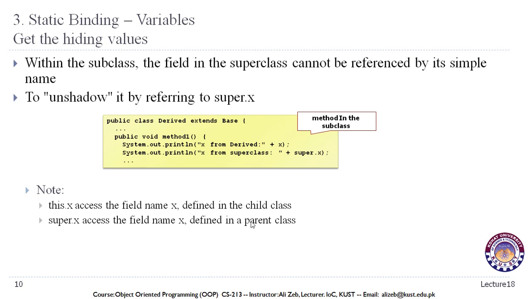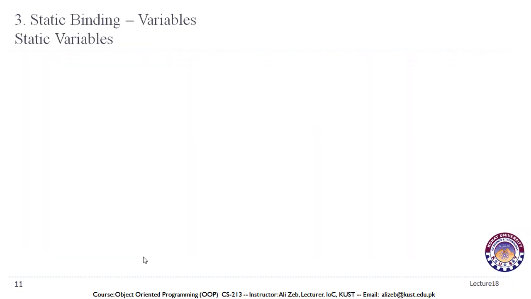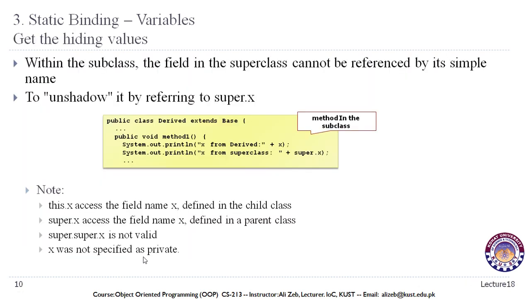On the other hand, super.x accesses the field name x defined in the parent class. super.super.x is not valid. We cannot, for example, access a variable in the super class of the super class by using super.super.x. It will not give us a value of the super class. And we need to keep in mind that x was not specified as private, it was a public variable. That is why we were able to access that variable in our subclasses.